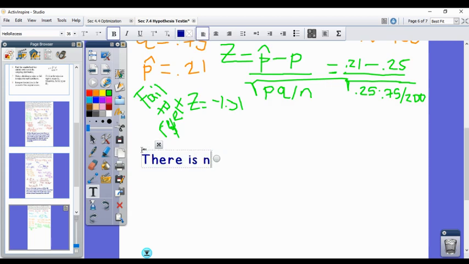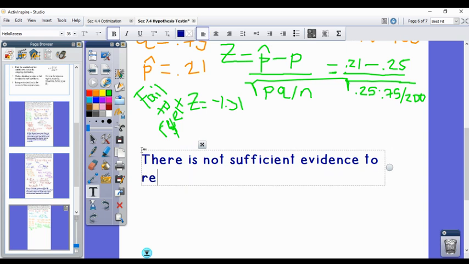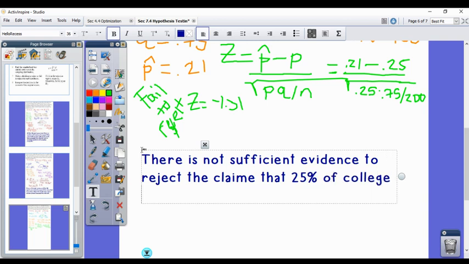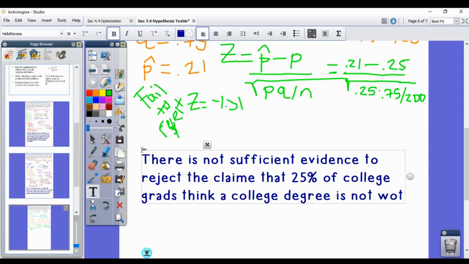There is not sufficient evidence to reject the claim that 25% of college grads take a college degree. It is not worth.